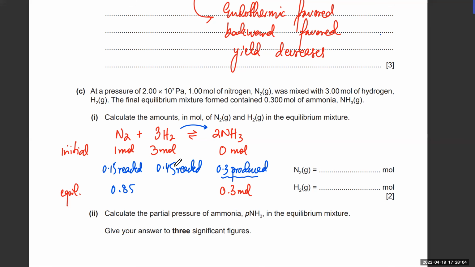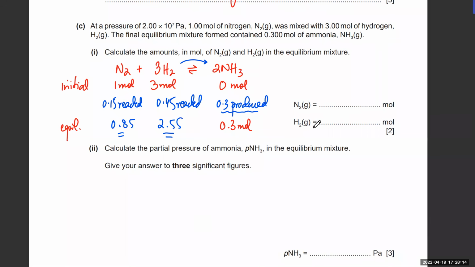3 moles of H2 and now 0.45 have reacted out of that. So that's 2.55 moles, right? So those are your equilibrium moles. Is that clear? And you can fill that up.